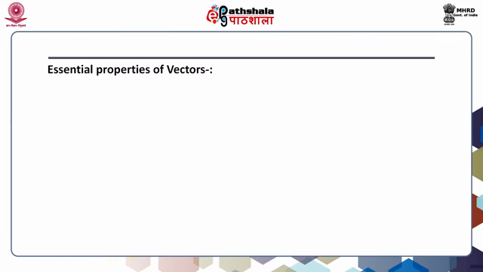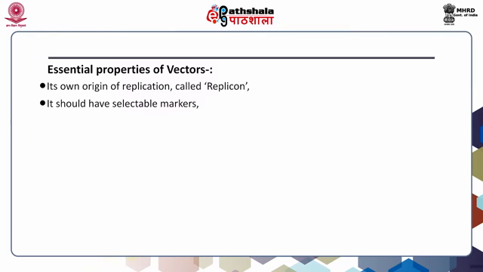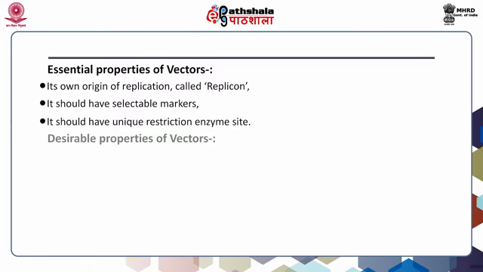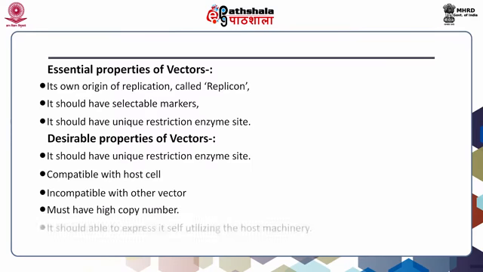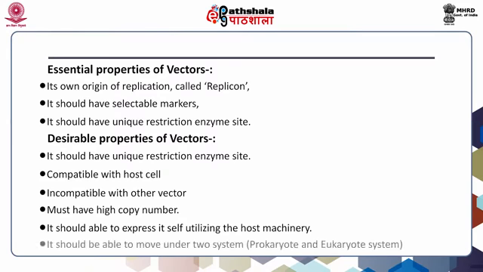Essential properties of vectors: its own origin of replication called replicon, it should have a selectable marker, it should have unique restriction enzyme sites. Desirable properties of vectors: it should be short and small, compatible with host cell, incompatible with other vectors, must have high copy number, it should be able to express itself utilizing host machinery, it should be able to move under two systems, prokaryotic and eukaryotic systems.